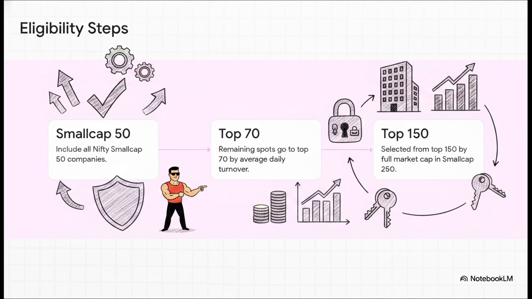A stock gets included if its rank based on average daily turnover is in the top 70. But, and this is a big but, they also must be selected from the top 150 companies based on full market cap within the broader Small Cap 250 index. It's basically two-factor authentication. You gotta be big enough, and you gotta be actively traded enough.